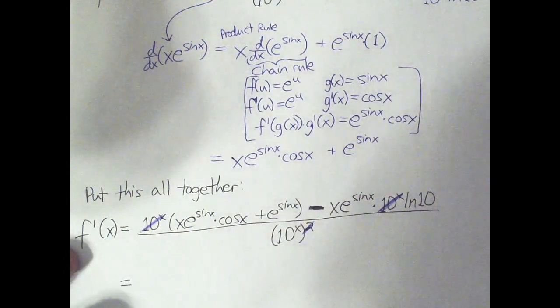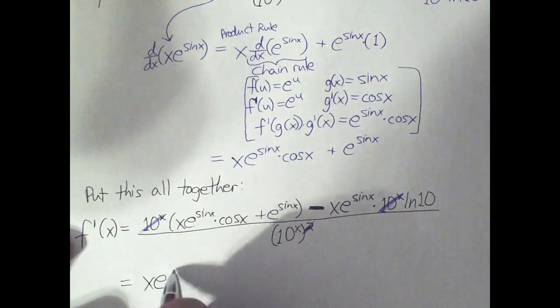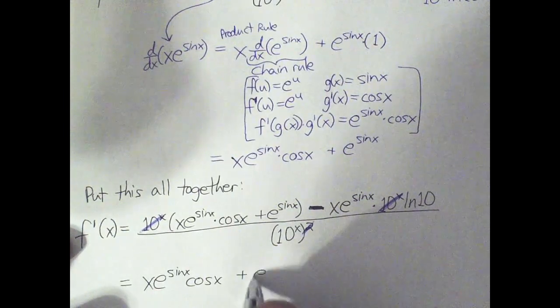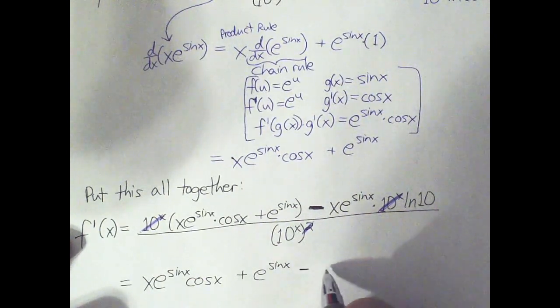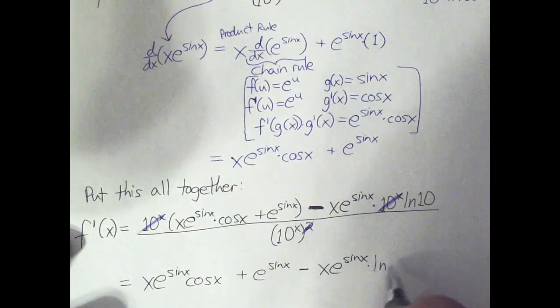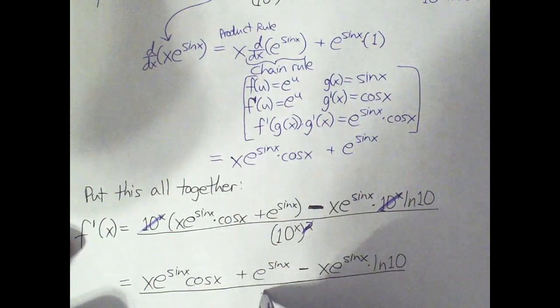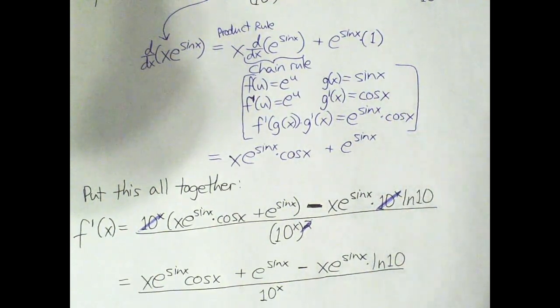So let's see what we're left with once we do that. So then I have x e to the sine x cosine x plus e to the sine x minus x e to the sine x times ln 10 over 10 to the x, but it's not squared. Let's see if there's anything else we can do.